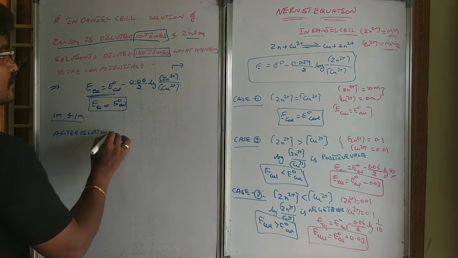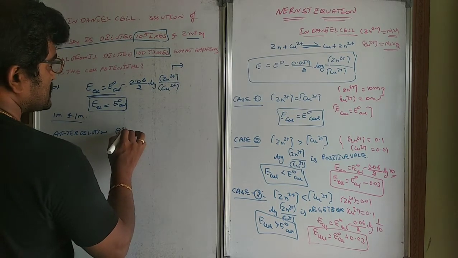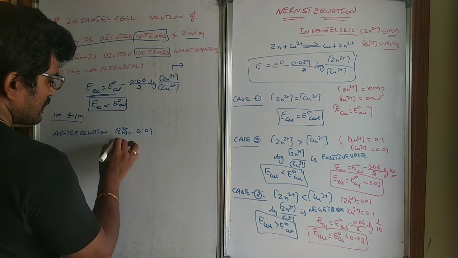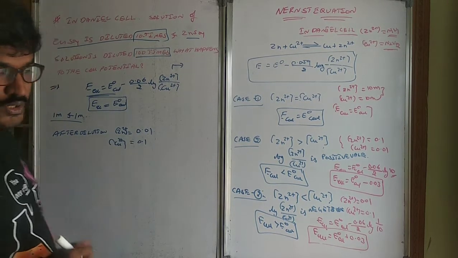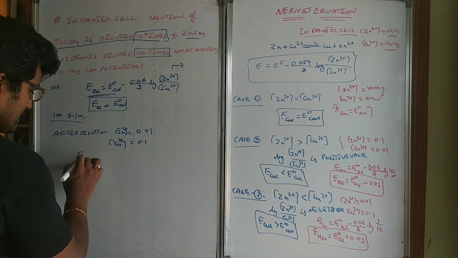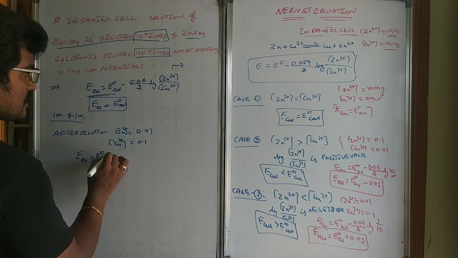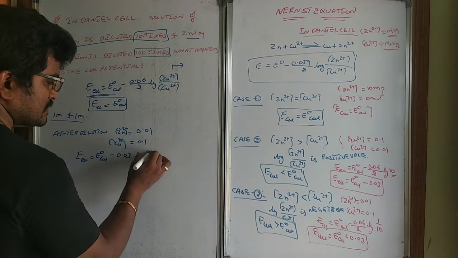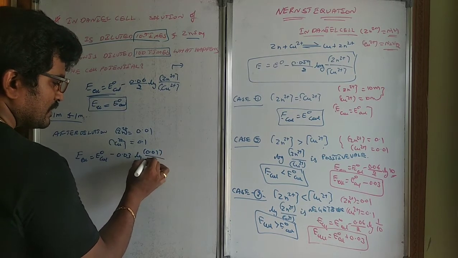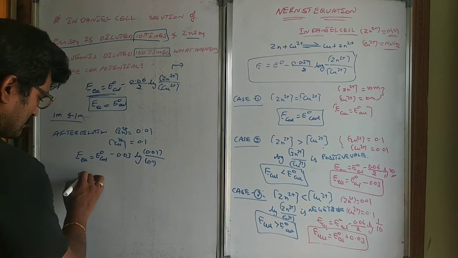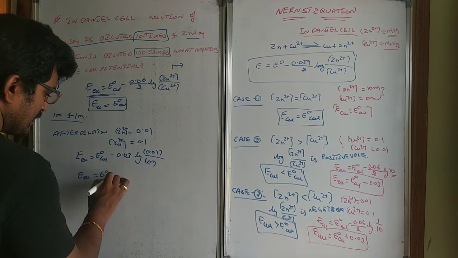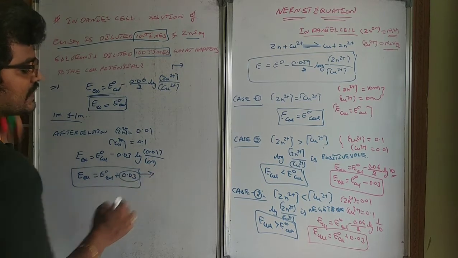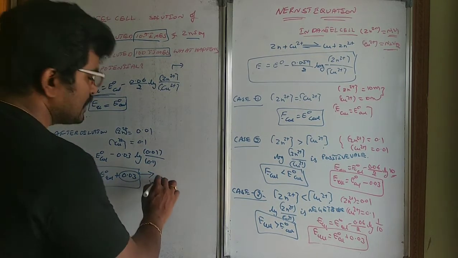After dilution, zinc concentration is diluted 100 times, means 0.01. Copper is diluted 10 times, means 0.1. So that's why E cell is equals to E naught cell minus 0.03 log, zinc concentration 0.01 by 0.1, this will be 1 by 10. So that's why E cell is equals to E naught cell plus 0.03. So the cell potential increases by 0.03 volts.